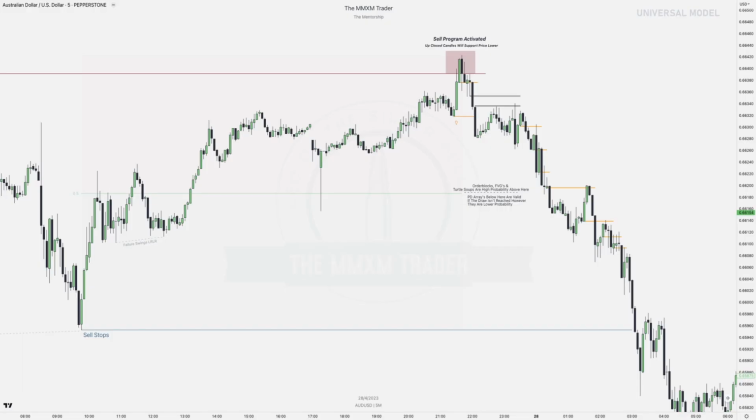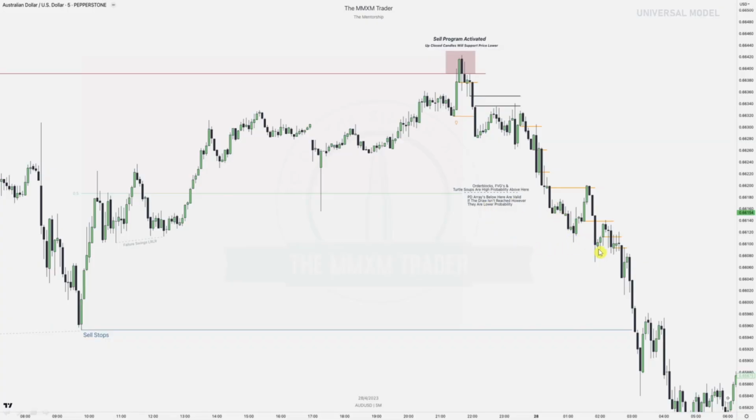Order blocks, fair value gaps, and turtle soups are high probability above here, right? Above this area, because why? We are in premium, right? So from this discount low into this premium high, everything above this 0.5 level is higher probability than below it.